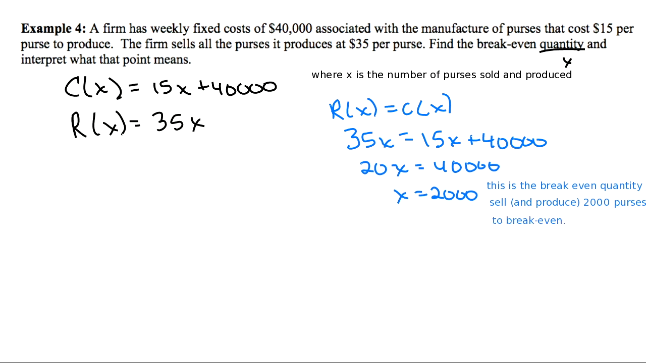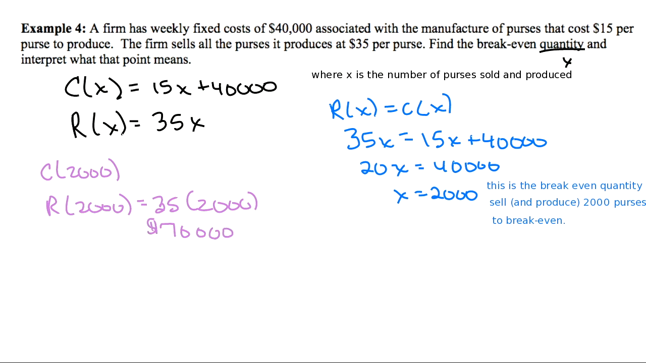Okay, well now you might be wondering, great, so that's how many purses we have to sell, I wonder what the revenue would be, or what the cost would be if we sold that many. So you could do one of two things. You could find C of 2,000, where you put 2,000 in for the cost function, or you could find R of 2,000. And I think finding R of 2,000 is a lot easier because it's just 35 times 2,000, and I know that 35 times 2 is 70, and then I would annex these three zeros on here. So I know that I would have to realize a profit of $70,000, not a profit, I'm sorry, a revenue of $70,000 in order to break even.